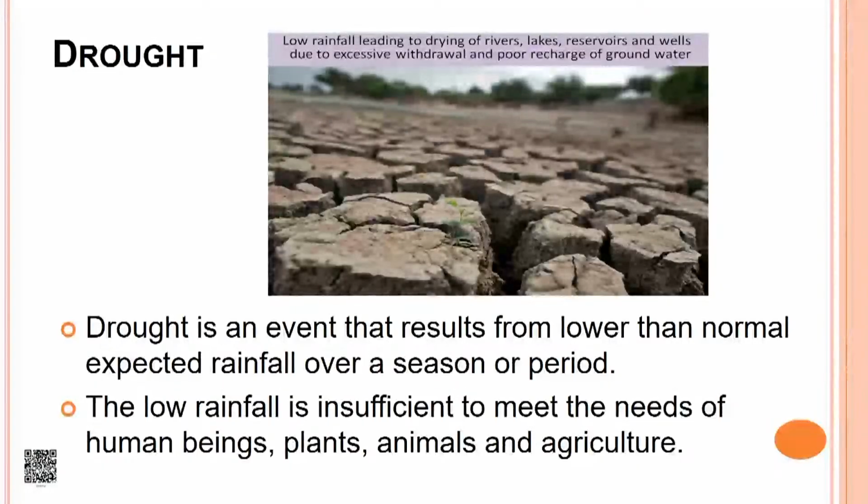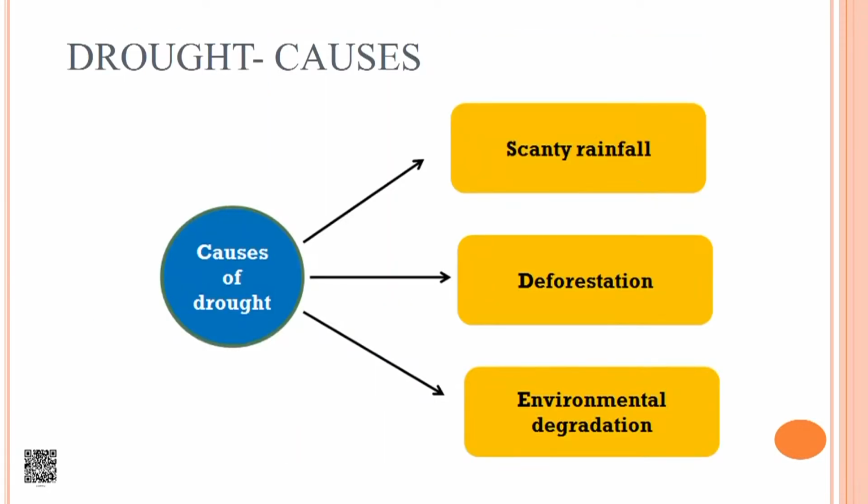So, the next natural disaster is drought. Drought means when rainfall is not up to the mark or is lower than the normal expected amount. This condition is known as drought. Drought is an event that results from lower than normal expected rainfall over a season or period. The low rainfall is insufficient to meet the needs of human beings, plants, animals, and agriculture too.